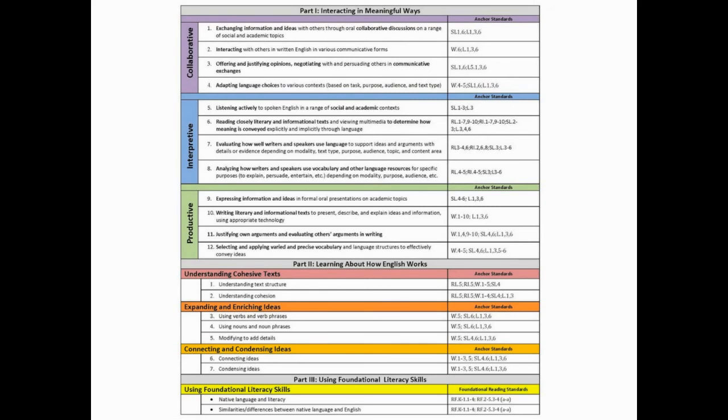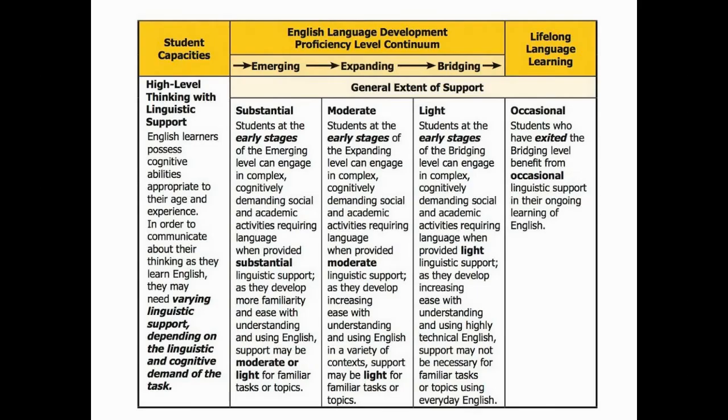The California ELD standards are built upon three critical premises: using English purposefully, interacting in meaningful ways, and understanding how English works. The three English language proficiency levels, emerging, expanding, and bridging, represent three general stages of English language development and describe the knowledge about English and the skills and abilities that students develop as they gain increasing proficiency in English. These describe outcome expectations for how well students can understand and use the English language at each English language proficiency level as they continue to build on existing language skills and knowledge.